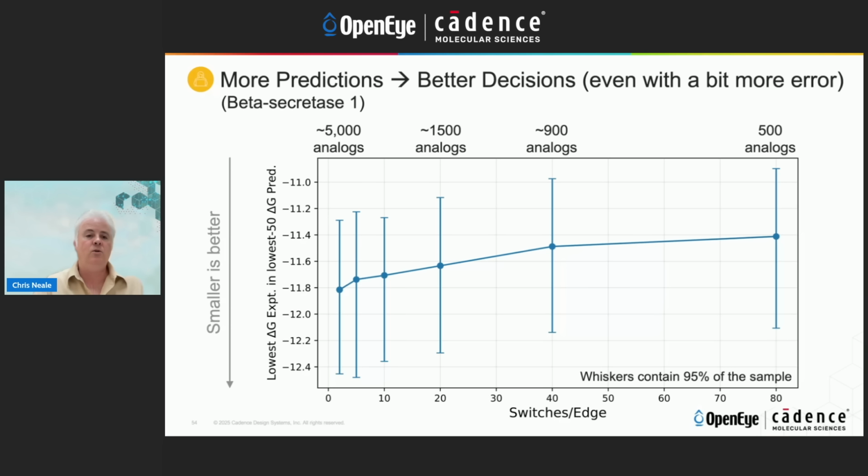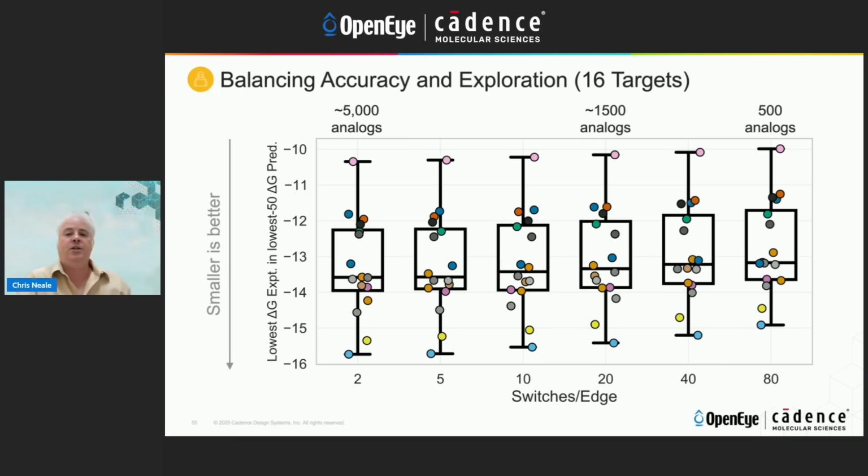And what turns out to be the relationship is that even as I slowly increase my prediction error, I'm much more dramatically increasing the number of compounds that I can assess at the same computational budget, and that is leading to a decrease in the free energy of binding of the best synthetic experimental data that I find. I'm making better decisions when I run my predictions on larger numbers of analogs. That was just for Beta Secretase 1.